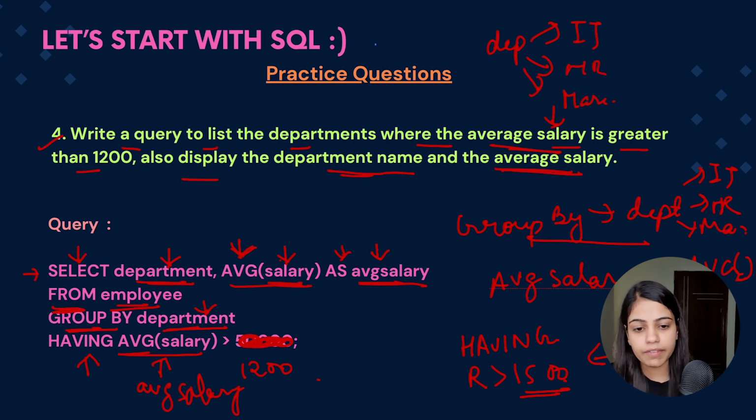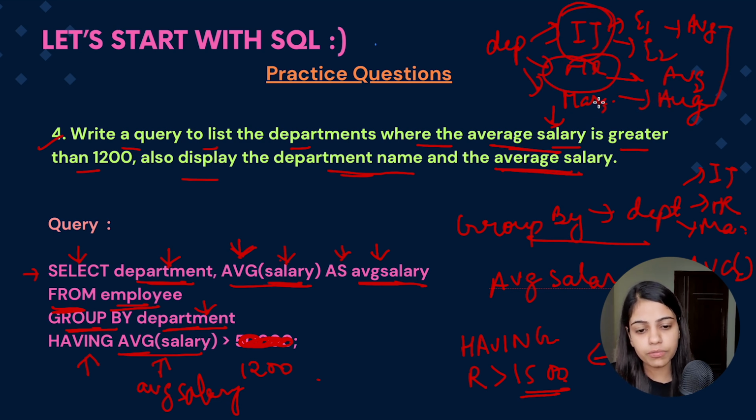Then it will find the average salary of all the employees present in IT, and likewise for HR and for marketing. And when we have got the average salary for all the groups, then we will apply the HAVING clause, and provide the condition that average salary should be greater than 1200. Sorry, here also I mistakenly said that average salary should be greater than 1500, so it would be 1200. So we have to find the list of departments where average salary is greater than 1200.